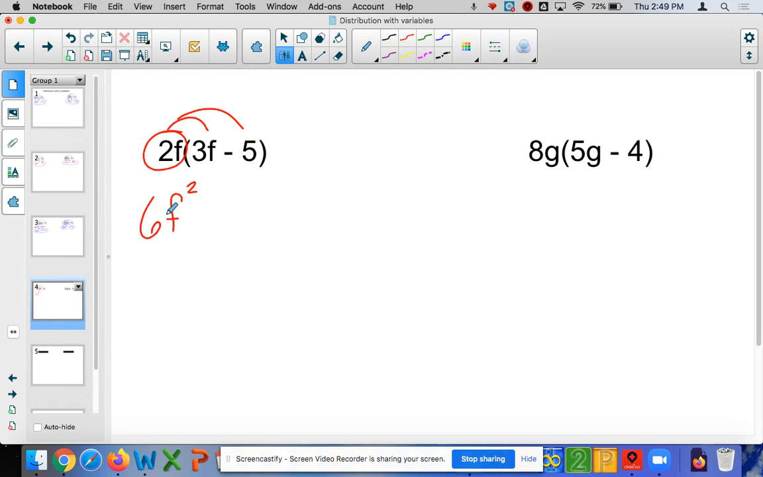Now take 2 times, this time, negative 5. What is 2 times negative 5? Negative 10. So I say minus 10. How many F's are with that 10? Just 1. So 10F. And there we go. I'm going to have you try the next one real quick, because I've done 3 with you so far. I want you to try that 8G times 5G minus 4. Pause the video now and try that out quick.